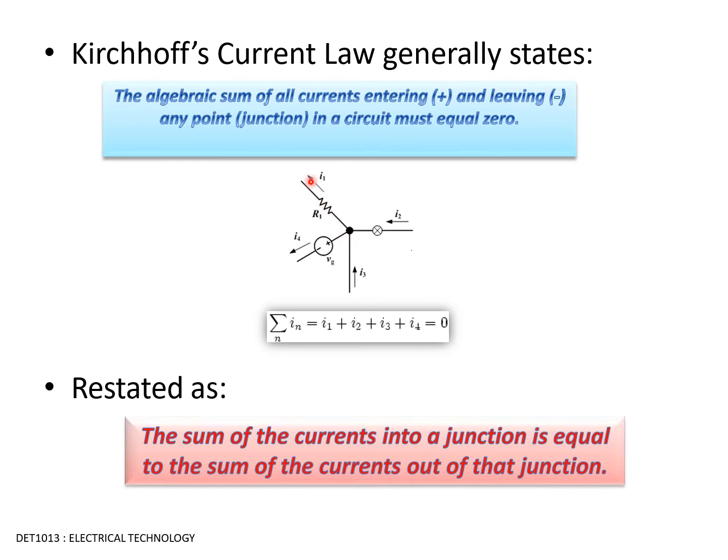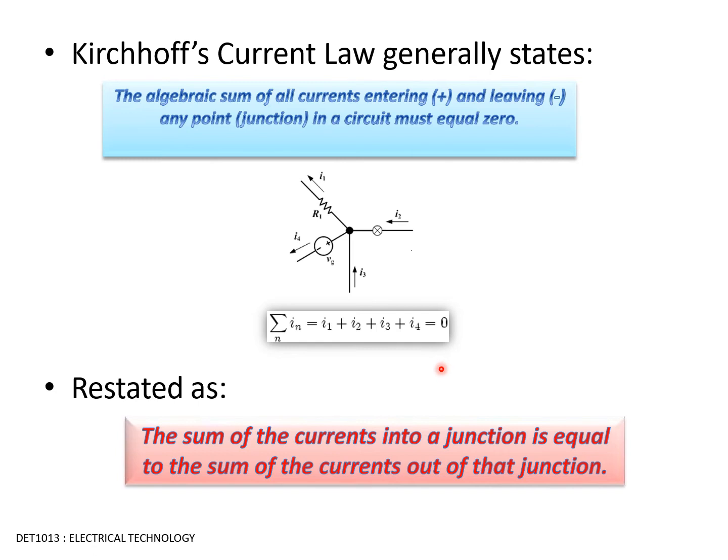I1 is moving away, it is negative. And I4 is also moving away, it is negative. I3 is moving inside, so it is positive. But the algebraic sum of all these currents is equal to 0. This is known as Kirchhoff's current law.